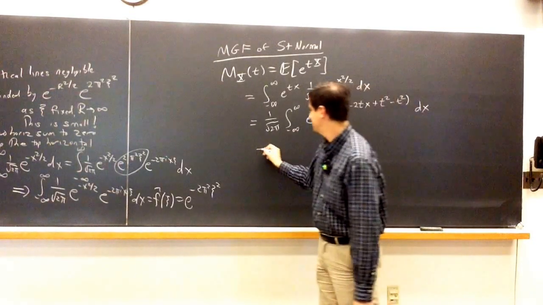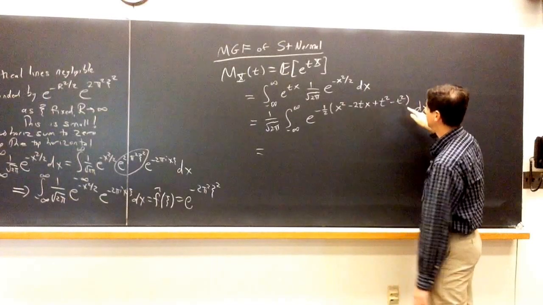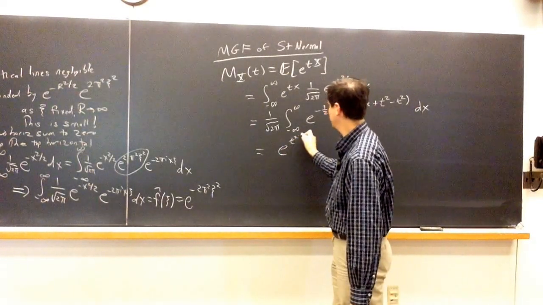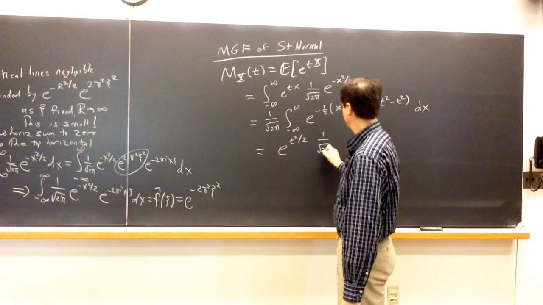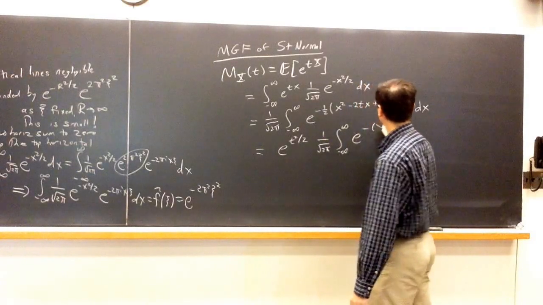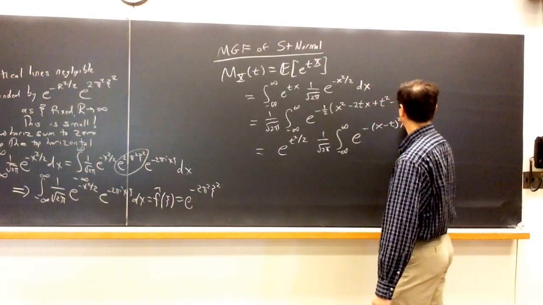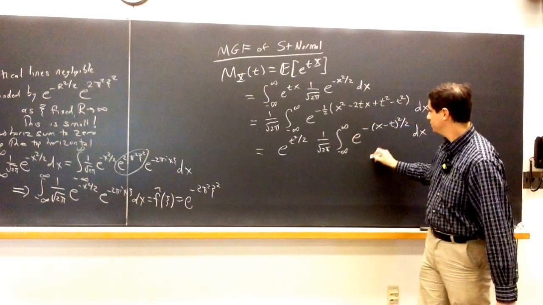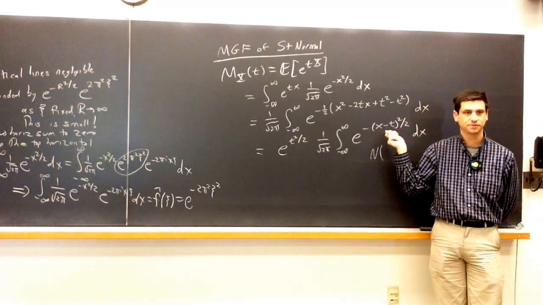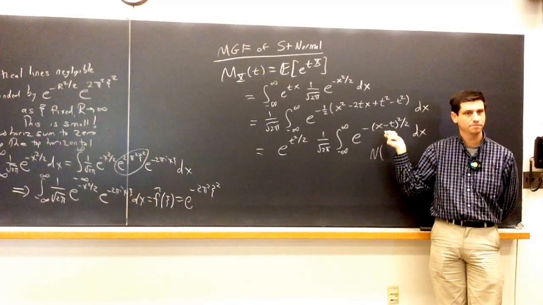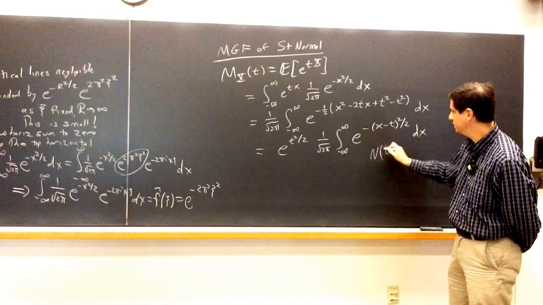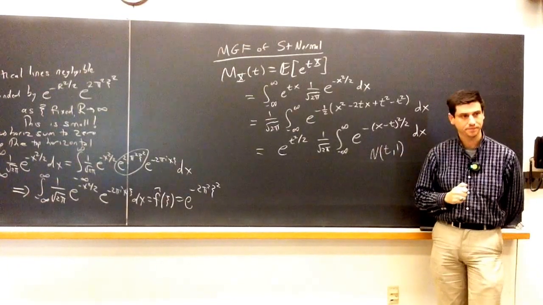And what you'll see is we can pull out this t squared over 2 here. We get an e to the t squared over 2, 1 over square root of 2 pi, the integral from minus infinity to infinity of e to the negative (x minus t) squared over 2 dx. This is just a normal. What's the mean of this normal? T. We've just shifted everything by t. The variance is still 1.